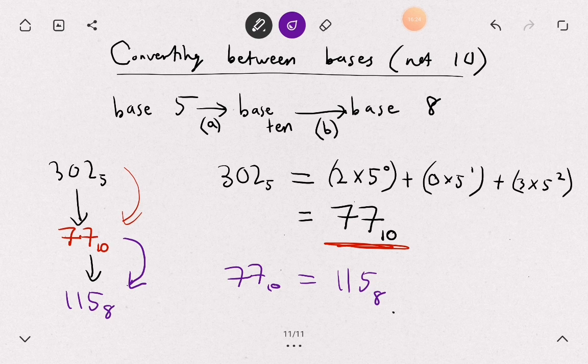Okay, 115 in base 8. So we got our answers back. 302 in base 5 is the same as 115 in base 8. Alright.